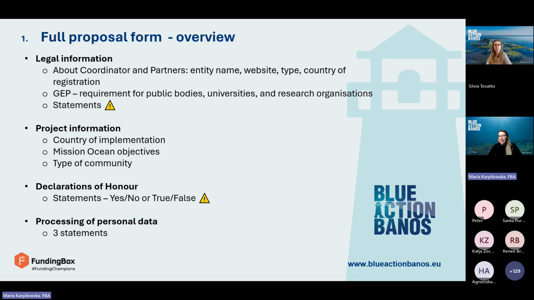Then another thing to remember, and quite important here, is the gender equality plan, which is by Horizon Europe project rules right now a requirement for public bodies, universities, and research organizations. So whenever you click for a partner, that this partner is a public body or university and so on, you will need to provide the link to the published gender equality plan.